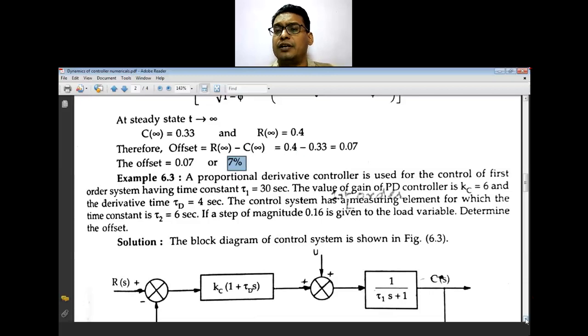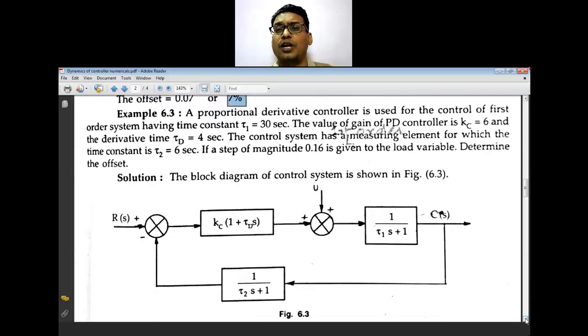Now the next numerical, that is a proportional derivative controller. A proportional derivative controller is used for the control of a first order system having time constant tau equal to 30 seconds. The gain of the PD controller is Kc equal to 6, and the derivative time tau d is equal to 4 seconds. The control system has a first order measuring element for which the time constant is tau 2.